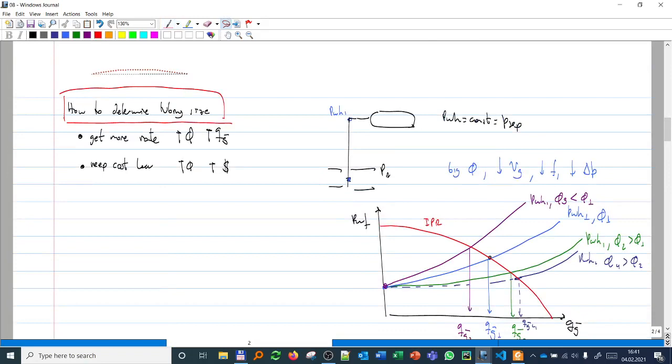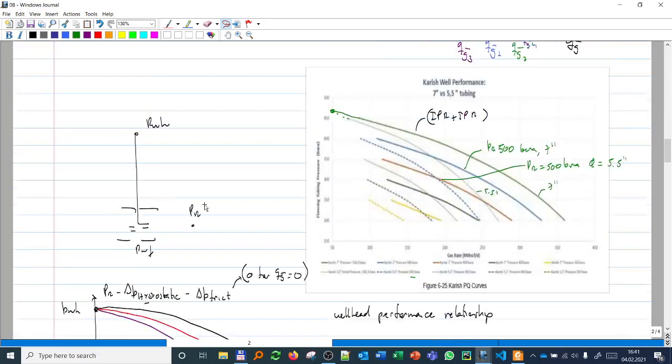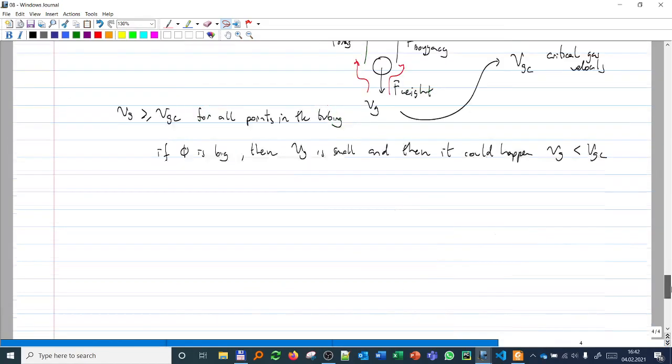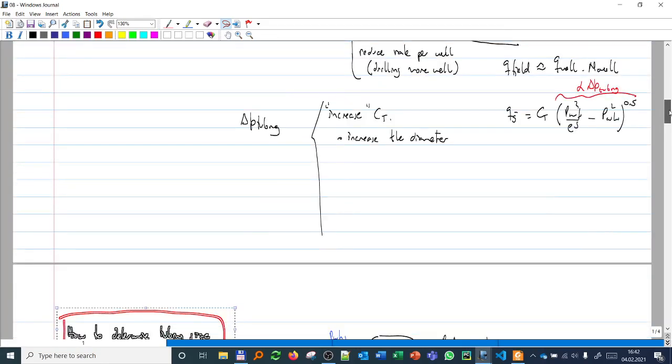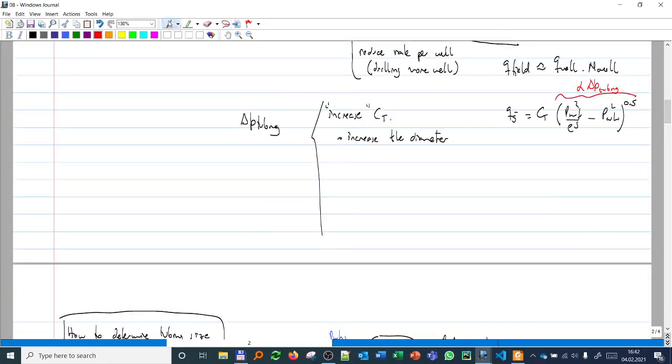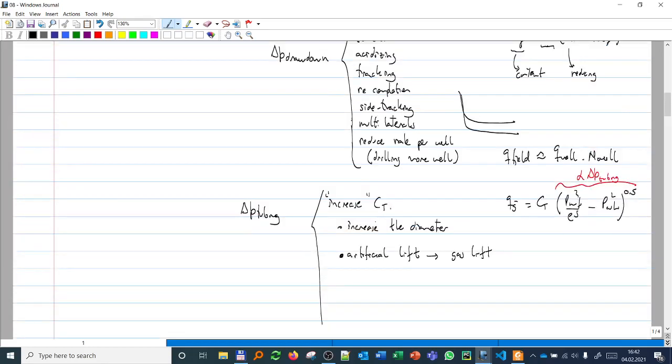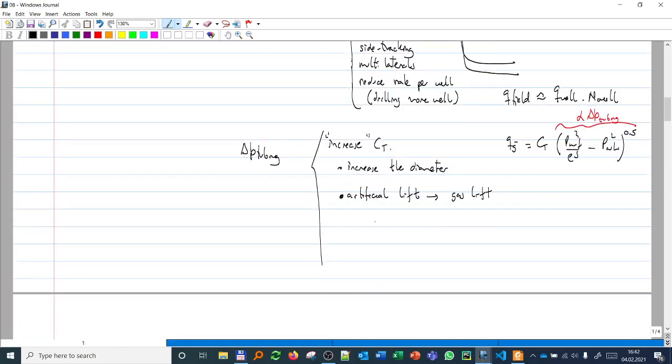Let me just also copy this. Actually, it was a kind of a long discussion, but I think it's important to put it. Then on the tubing, we can also do other things. We can put artificial lift, which could be gas lift. By doing the same idea, the density of the mixture, I put gas, then I reduce it, make it more gas-like, then the delta P will be less.